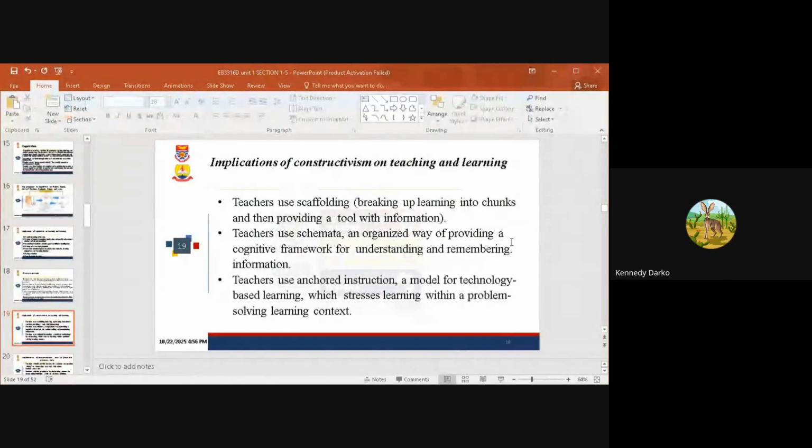All right. So now, after teachers using anchored instruction, model of technology, and all of that, we talk about the implication of constructivism on teaching and learning. And we are at the end. We are looking at how we can solve problems within a problem-solving learning context. So it's all about teachers using anchored instruction. Here we are looking at a model of technology-based learning, which stresses learning within a problem-solving learning context.